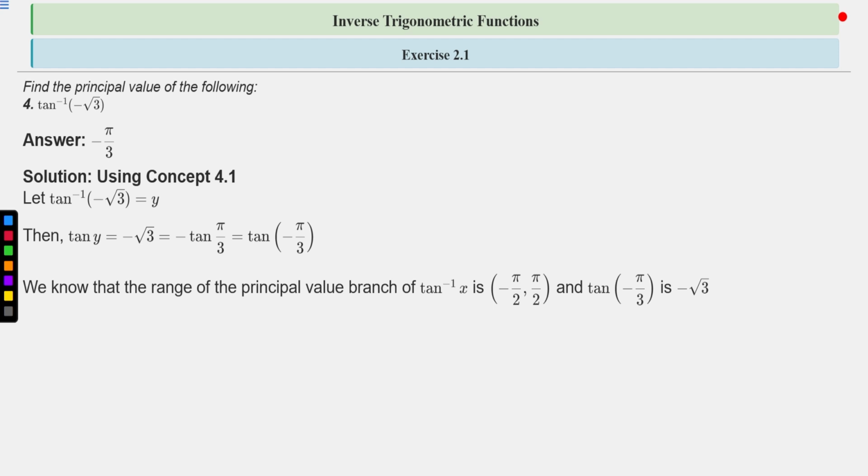Now we know that the range of the principal value branch of tan inverse is minus pi by 2 to pi by 2, and tan of minus pi by 3 is minus root 3. Therefore, the principal value of tan inverse minus root 3 is minus pi by 3. Got it? Hope you all understood this question.